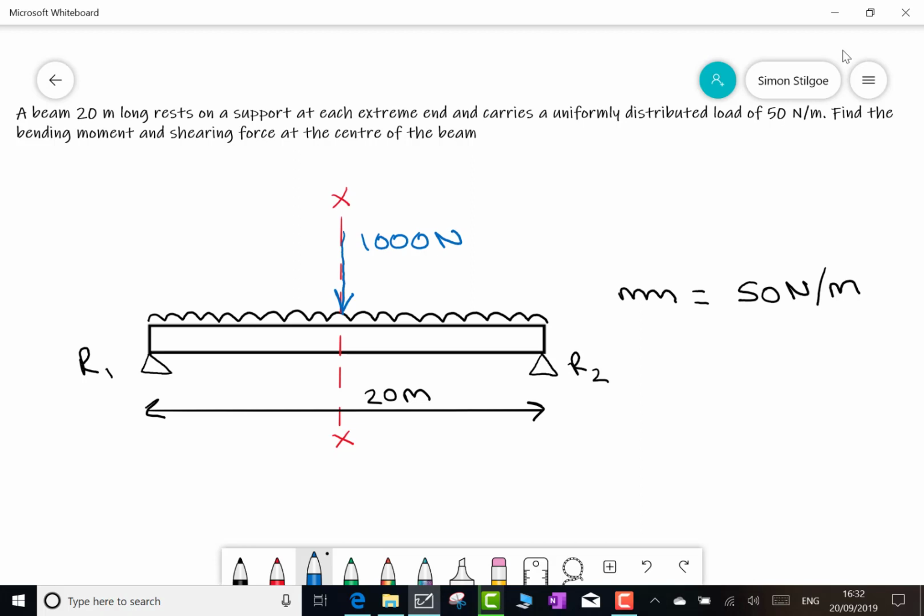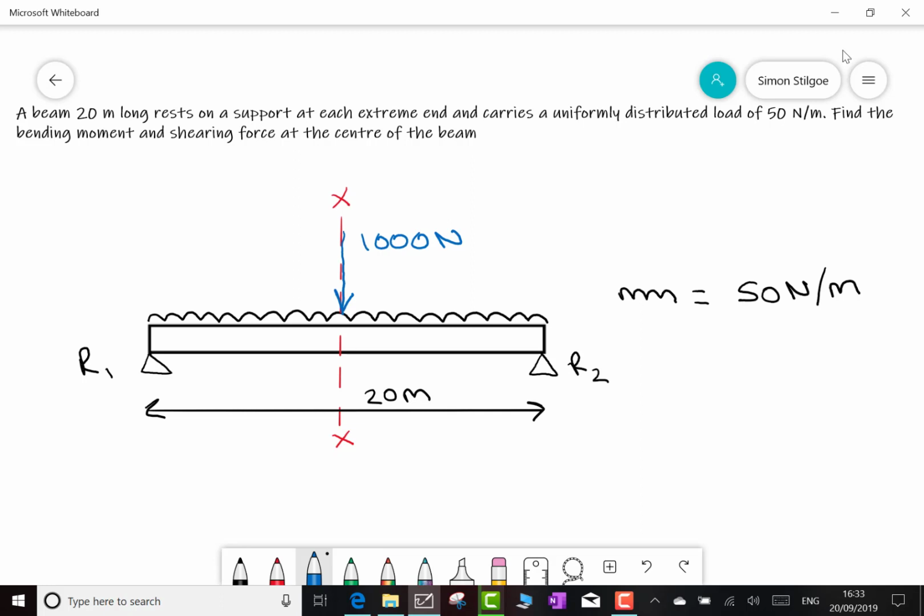Now, how do I know it acts at the centre? Well, the centre of the beam just so happens to be the centre of the uniformly distributed section. That is, the uniformly distributed area is 20 metres that it covers, and the beam is also 20 metres. So divide that by 2, and we get the load right at the centre, that is 10 metres from the left or the right, depending upon how you want to describe it.